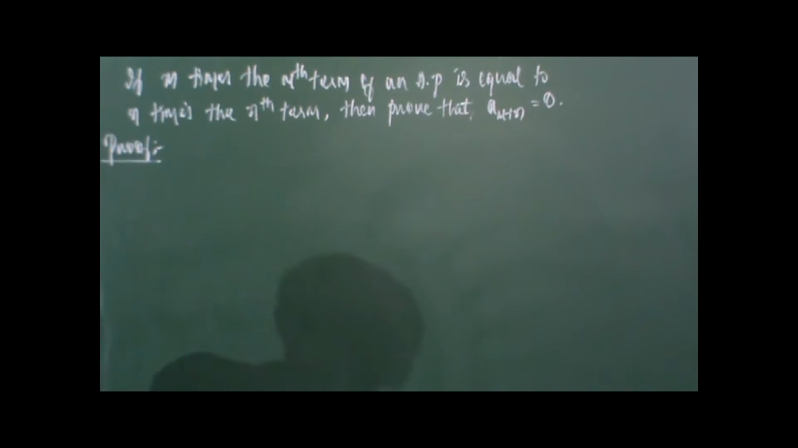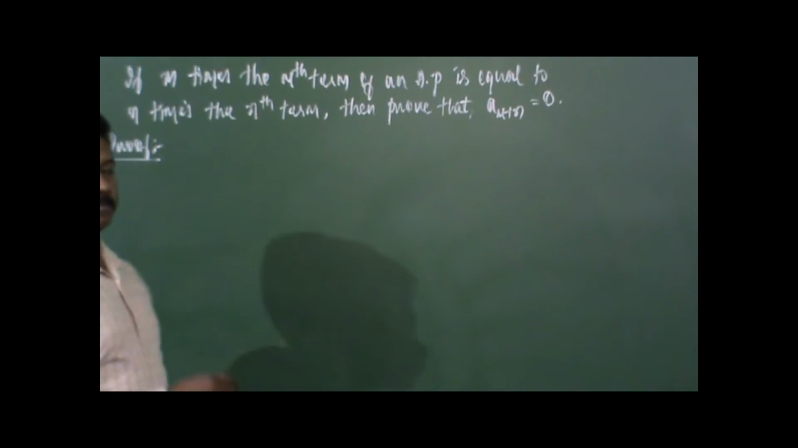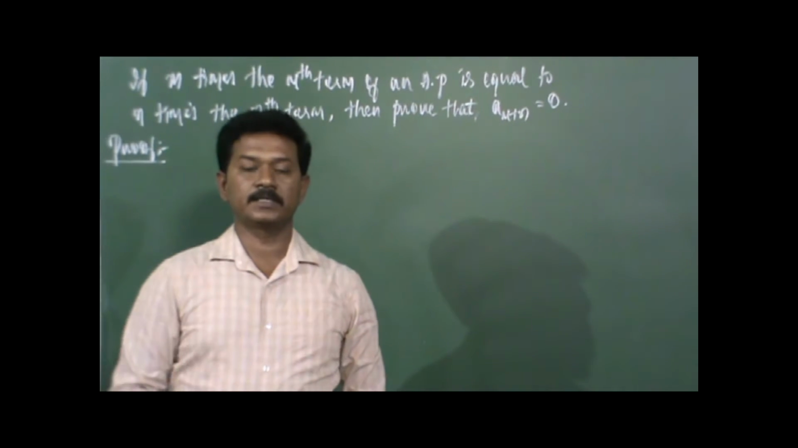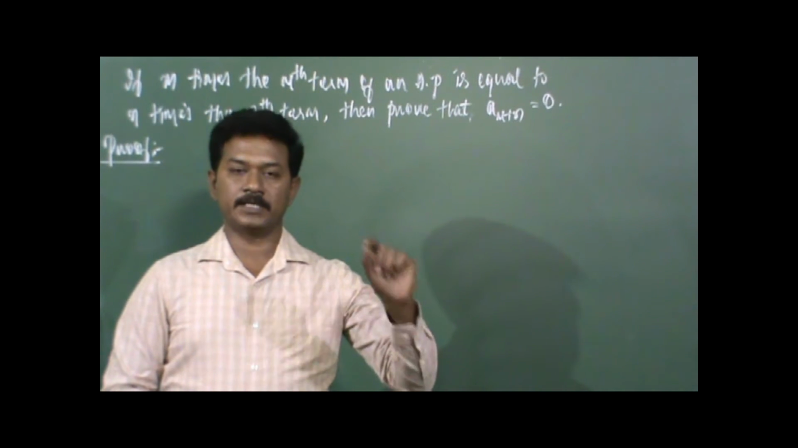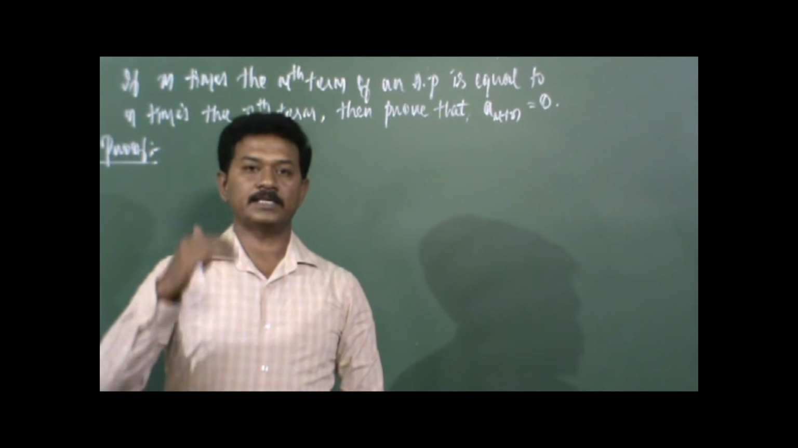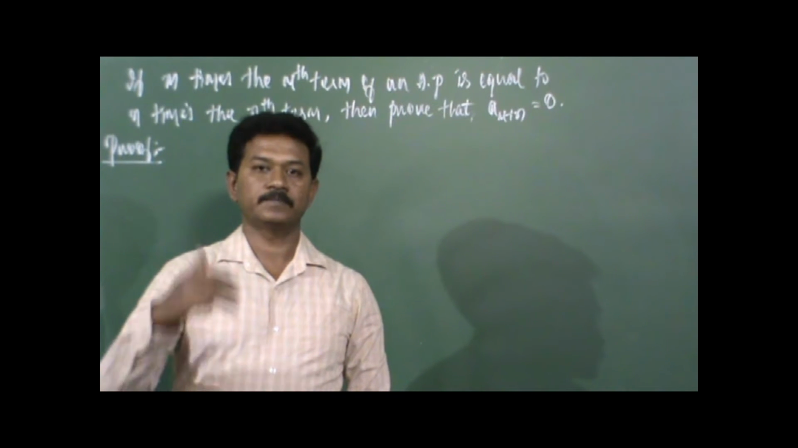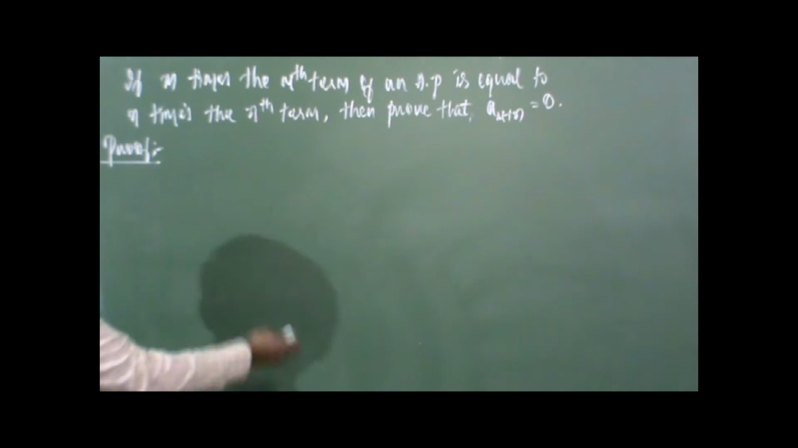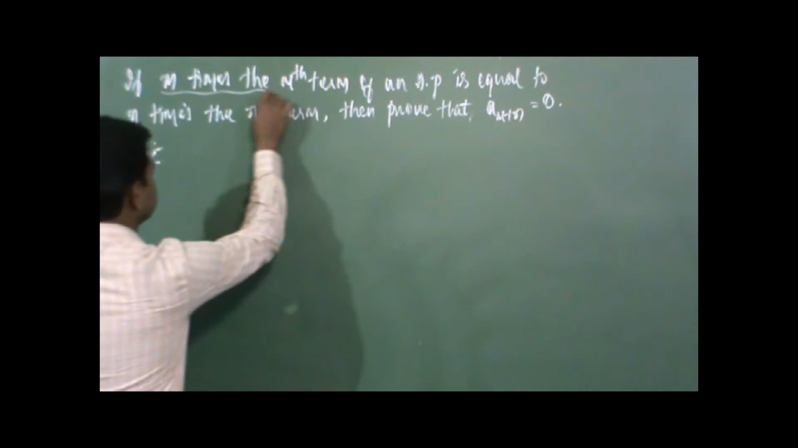Once again I will repeat the problem. If m times the mth term of an AP is multiplied by m, and the nth term of the same AP is multiplied by n, then we have to prove that the (m plus n)th term of the AP is equal to 0. Right, so let us go with this. Let us write the data. M times the mth term.